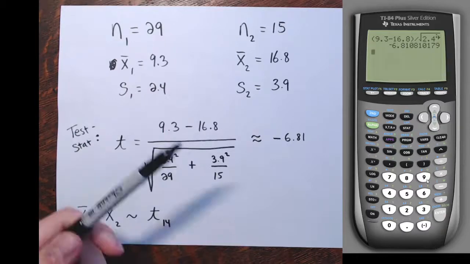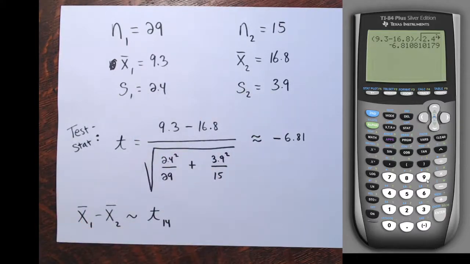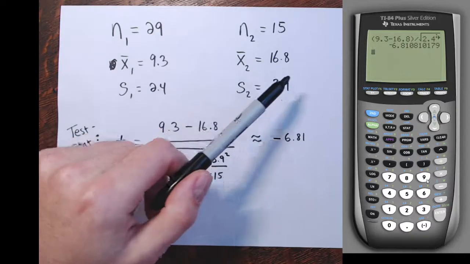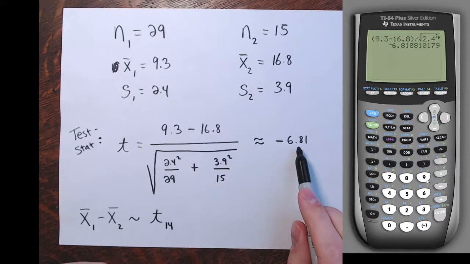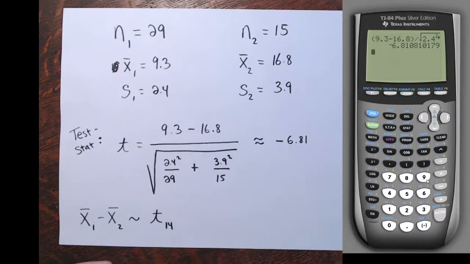So the difference between our sample means is 6.81 standard deviations below the assumed mean from the null hypothesis. Now this was a right-tailed test, right? They had a greater than in the alternative hypothesis. So this is definitely not going to be in the right tail. This is more in the left tail. So I would say here you wouldn't reject the null hypothesis, but that's neither here nor there. We're not asked to do that. We're just asked to find this test statistic.